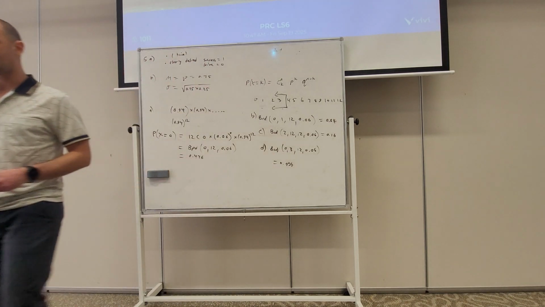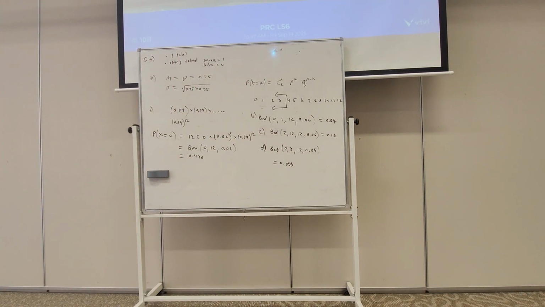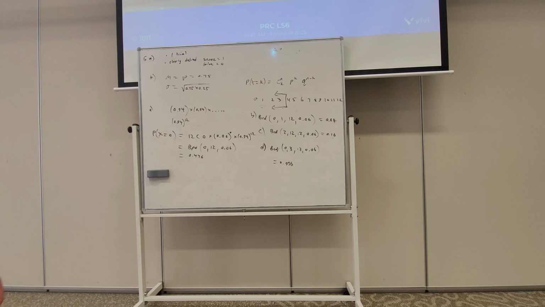So that's a good recap of discrete random variables. Yeah, I reckon I'll stop there.